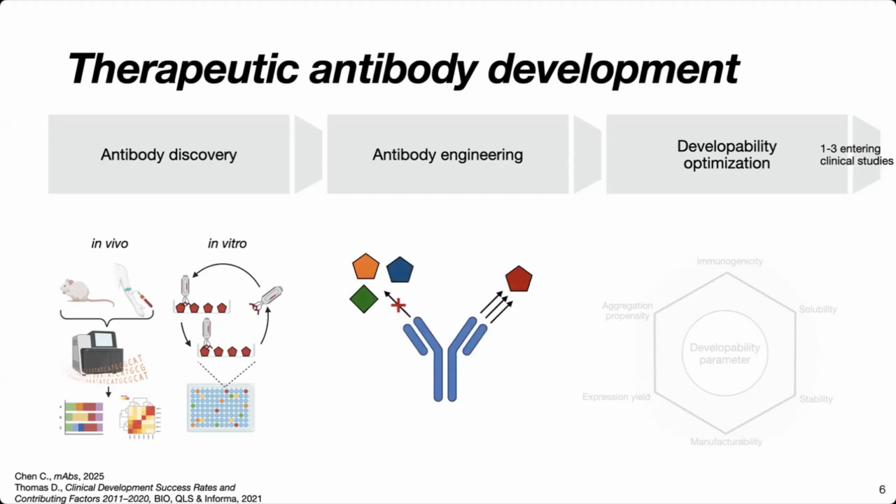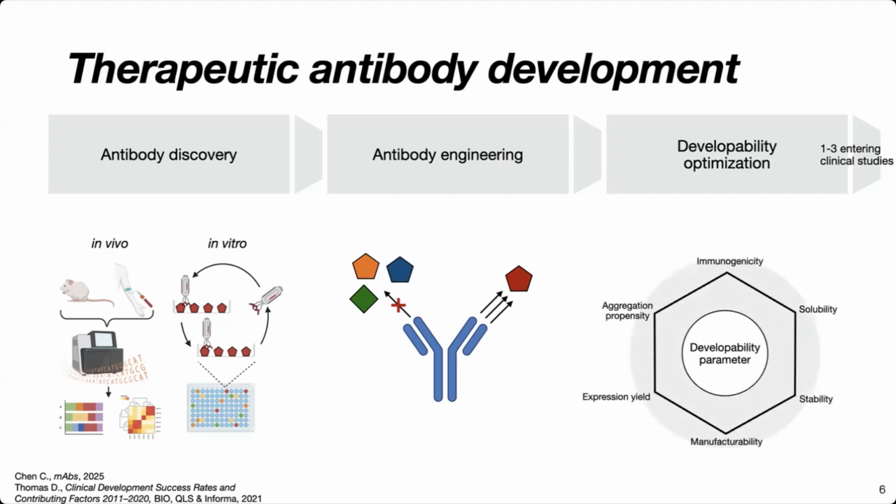Antibody engineering involves optimizing an antibody's functionality, which could be, for example, to optimize antibody affinity towards the target antigen, or to reduce cross-reactivity to targets the antibody should not bind to. And lastly, one needs to optimize developability properties, which are antibody or protein properties that are unrelated to its functionality, however, yet very critical for drug development. And this could be, for example, stability or expression.